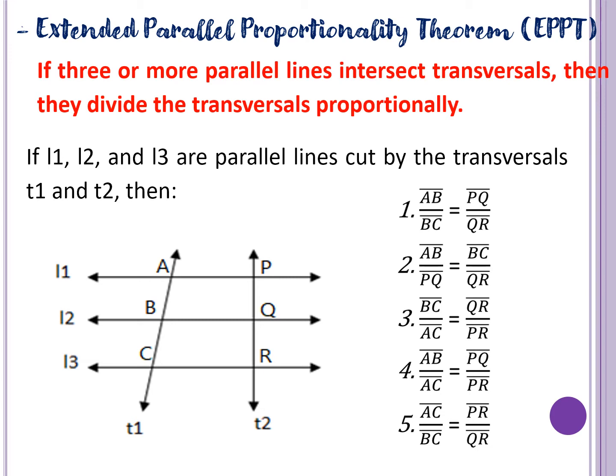Number 3, the ratio of BC to AC is equal to QR is to PR. Number 4, the ratio of AB to AC is equal to PQ is to PR. And number 5, the ratio of AC to BC is equal to the ratio of PR to QR.